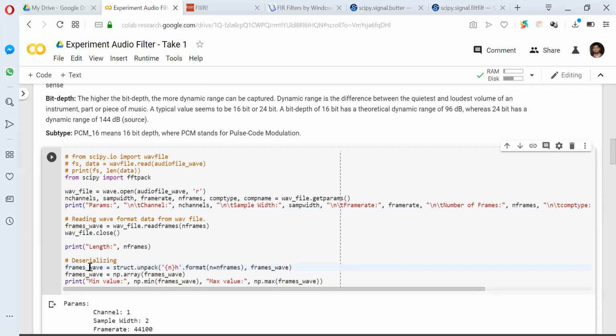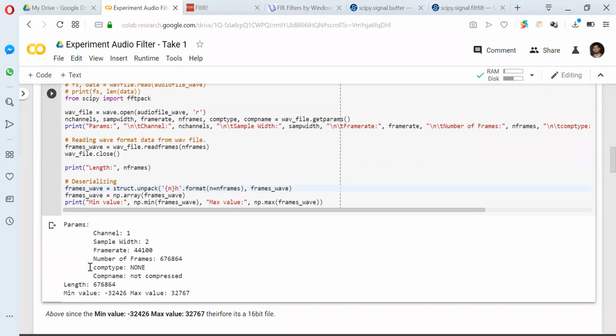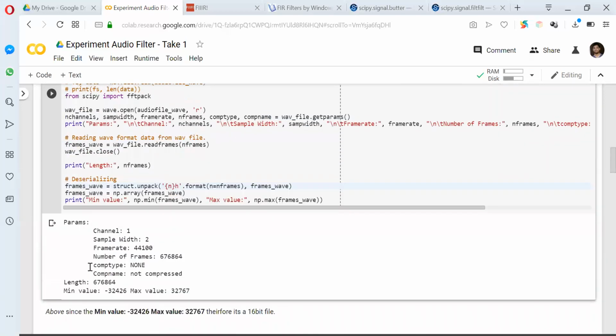So by running this, we see that it contains a mono channel. The sample width is 2. The frame rate is 44,100, which is the max range that we needed. The number of frames means the duration of our whole window, like this many samples, the number of frames we have in that audio file.